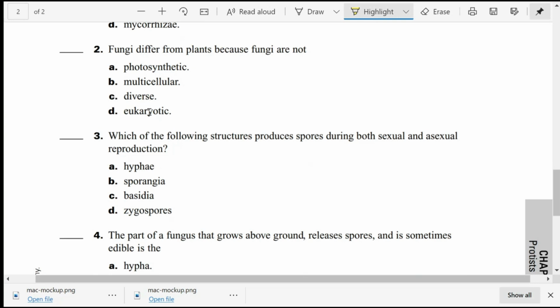Question number two, fungi differ from plants because fungi are not: A, photosynthetic; B, multicellular; C, diverse; D, eukaryotic. Try to think about the answer. Try to find the best answer that suits the question. Yes, I can hear you say it is photosynthetic. Why? Because fungi are not like plants.